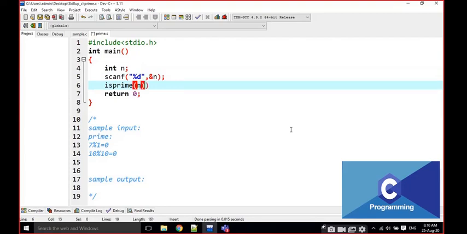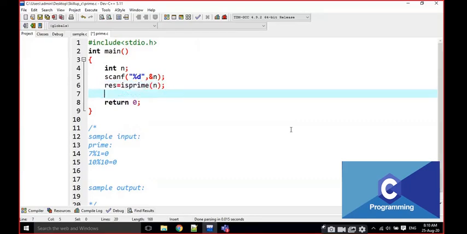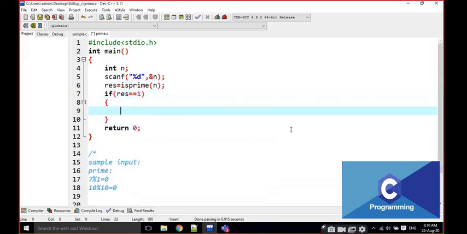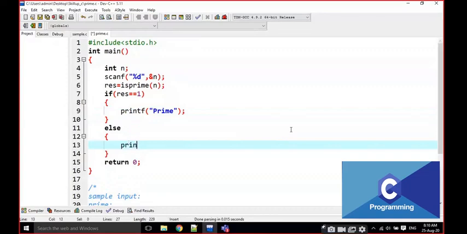Is prime of n. I am going to take some result. If result is equal to 1, that means it is going to print a prime number: print n is a prime, else n is not a prime. Okay, very simple logic.